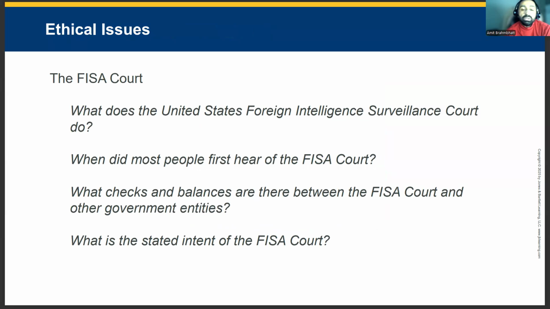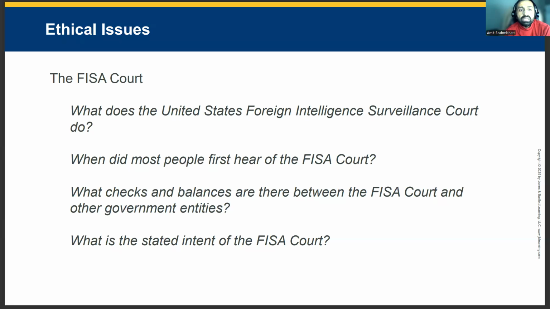Ethical issues, the FISA code. Ethical issues related to computing and surveillance. The Foreign Intelligence Surveillance Act, FISA, oversees government requests for surveillance related to national security. Many people become aware of FISA through public disclosures about electronic surveillance programs.